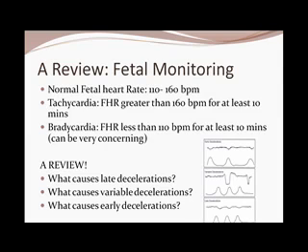What causes a variable deceleration? Variable decelerations are variable in timing. They have an abrupt onset, quickly down, quickly back up. What causes those? That is due to cord compression. These can become worrisome if they are severe and prolonged.